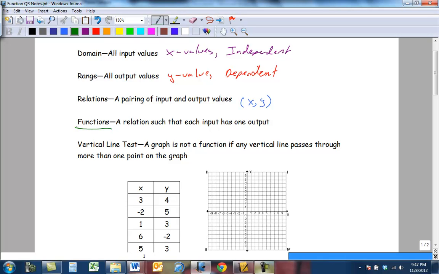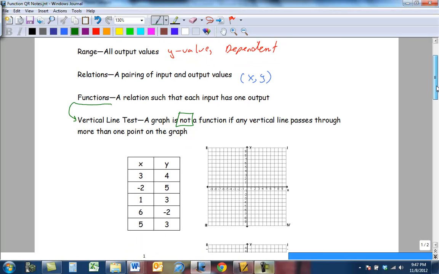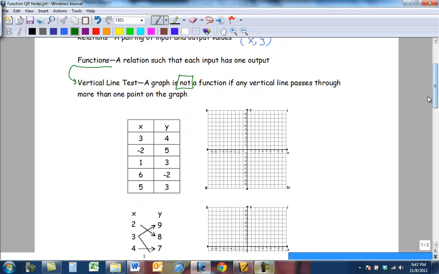And the other part that goes along with functions is the vertical line test. A graph is a function, or excuse me, a graph is not a function if any vertical line passes through more than one point on the graph. So let's take a look at this first table here.